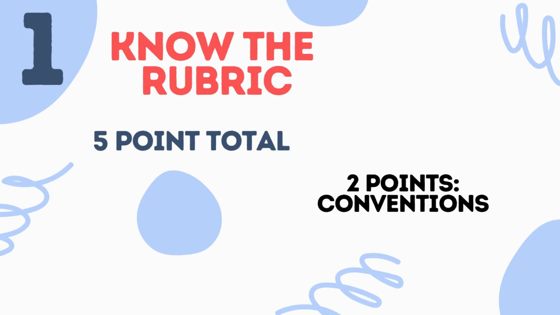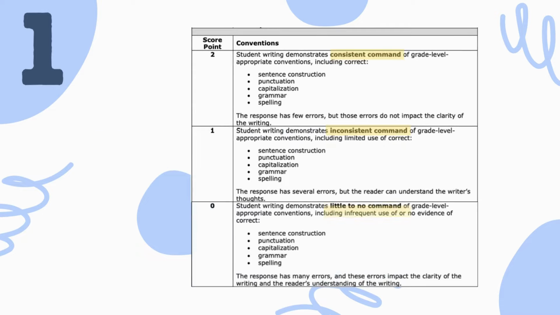The second part is 2 points from conventions. So here it's looking at if you are able to consistently command things like sentence structure, punctuation, capitalization, grammar, and spelling. In this case, you get all 2 points. If it's inconsistent, you get 1 point, and if there's little to no command, you're going to get 0 points.